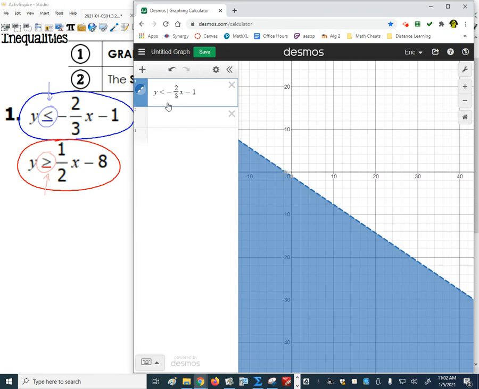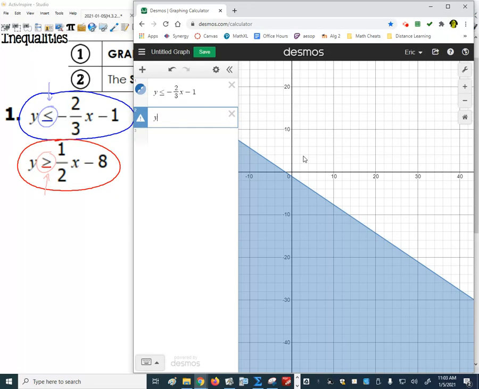Now look what it did though. When I have the less than symbol, notice that it made the boundary line dashed like it should. Well, how do I get a less than or equal to? All you do is right after you type the less than, you immediately type an equal sign, and it puts them together and it makes the boundary line solid. How about that? Desmos is pretty smart. Okay, so there's the first one.